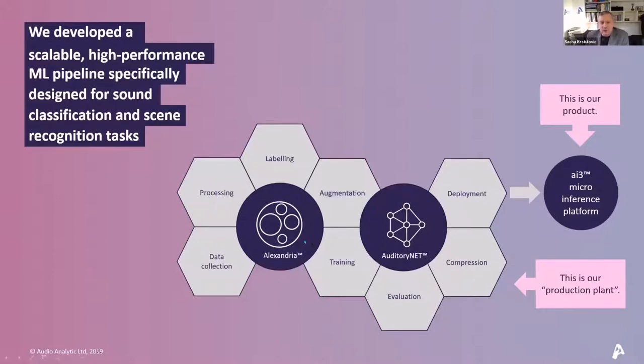Two of the very important elements of what we're doing are Alexandria, which is the trademark for our data set, and AuditoryNet, which is our super secret DNN architecture for sound recognition. But what we sell is the piece of software, which is the product of all that training and so on.